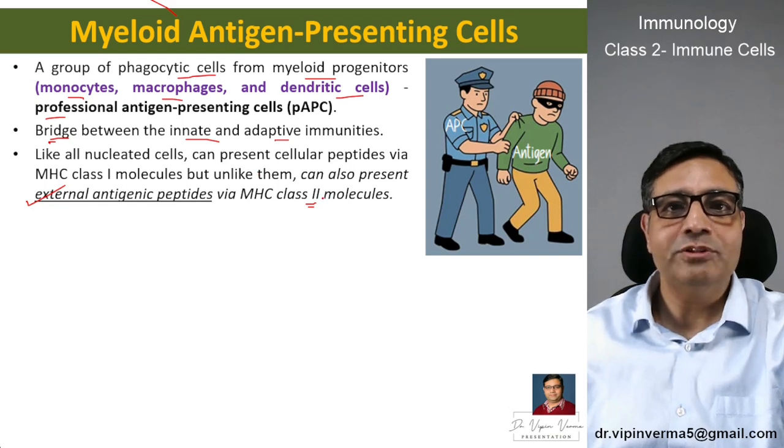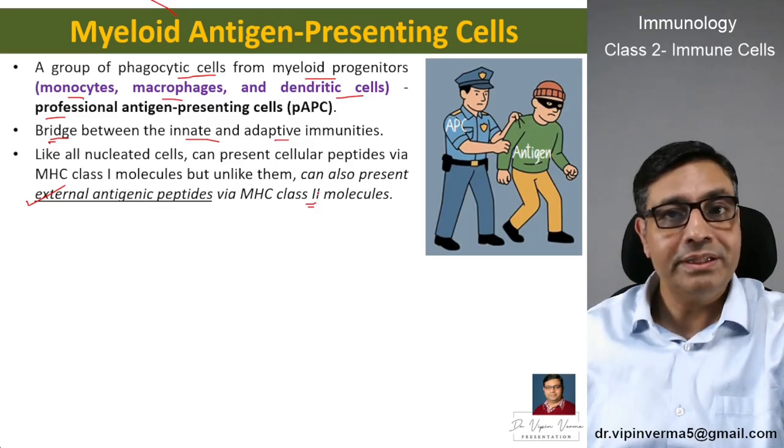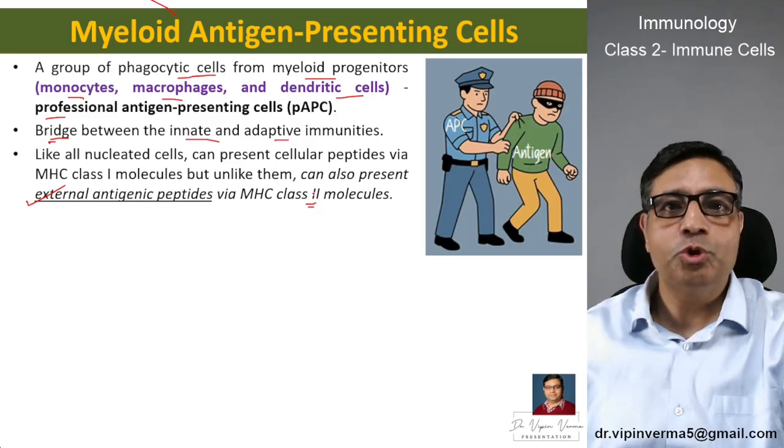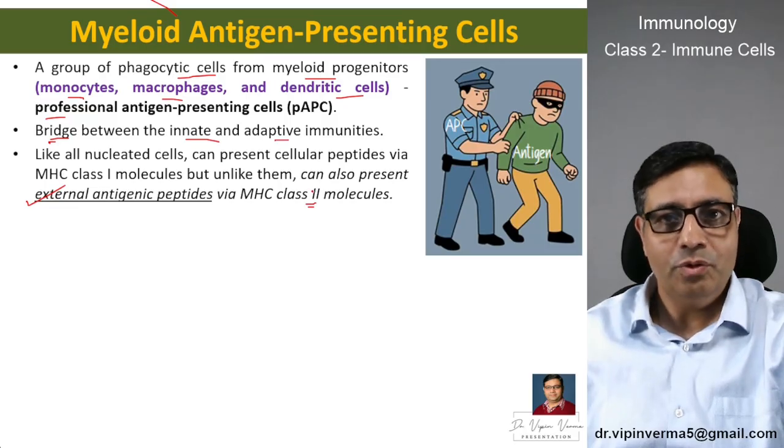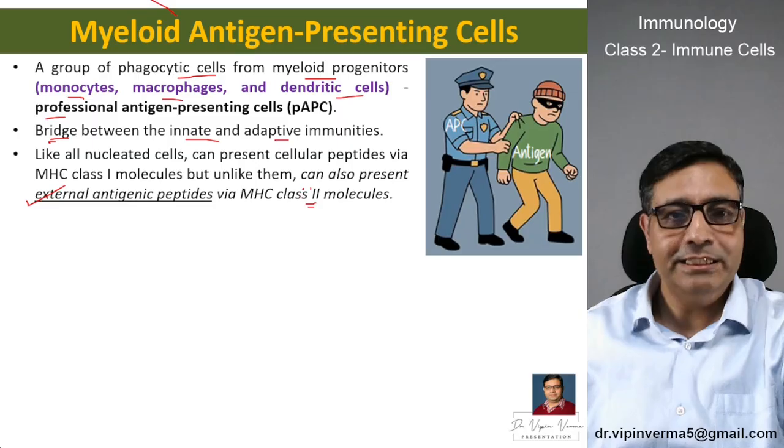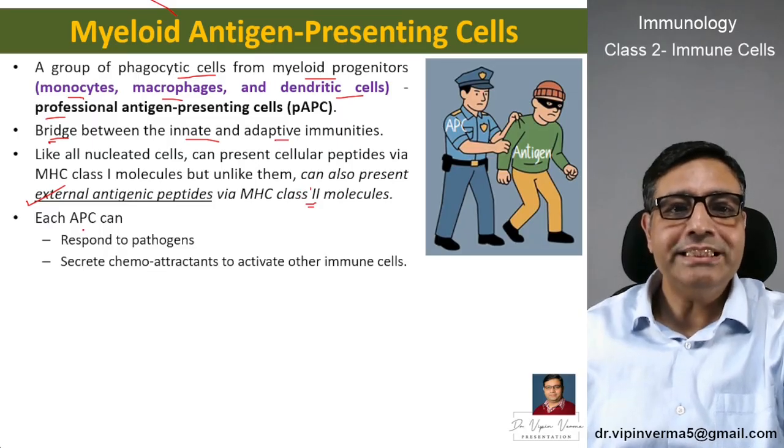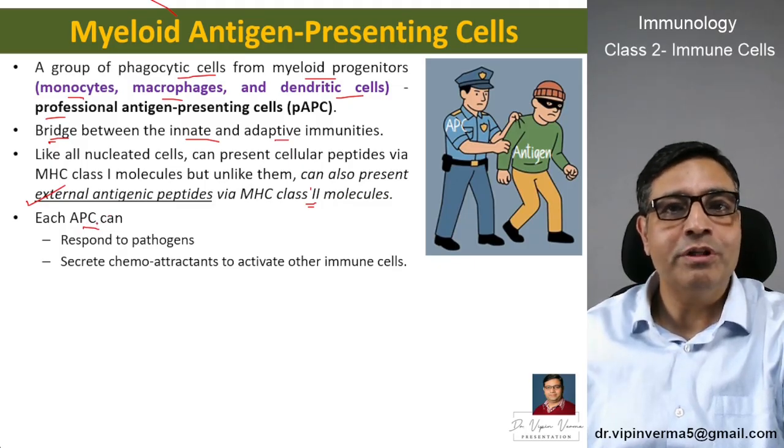And these MHC class 2 molecules are used like a flag on the surface, and are shown to the different lymphocytes so that they can act against these pathogens. So each APC, or antigen presenting cell, because they can present the antigen, so we call them an antigen presenting cell.